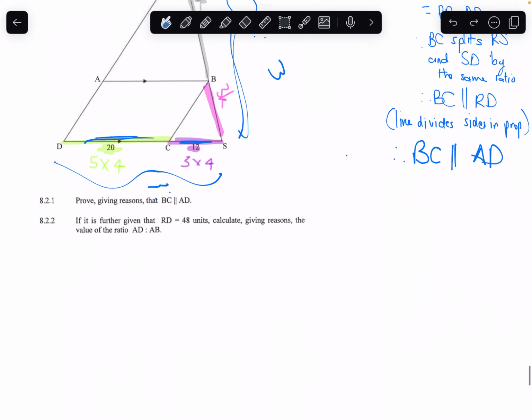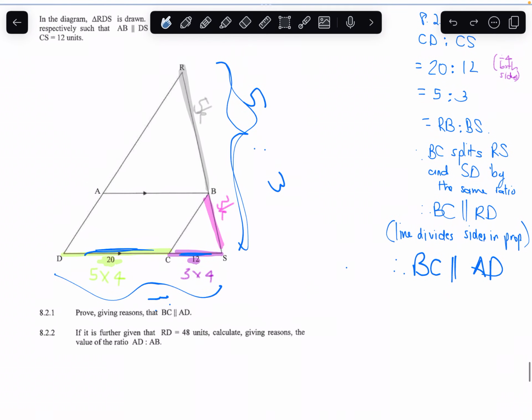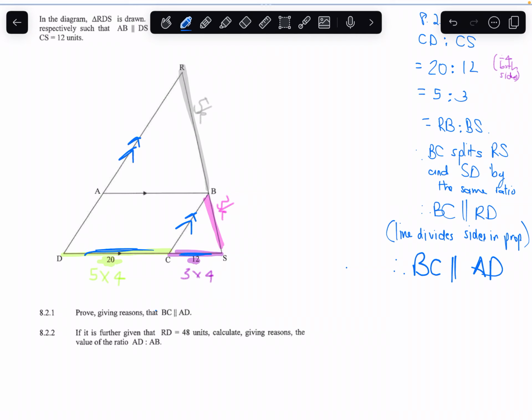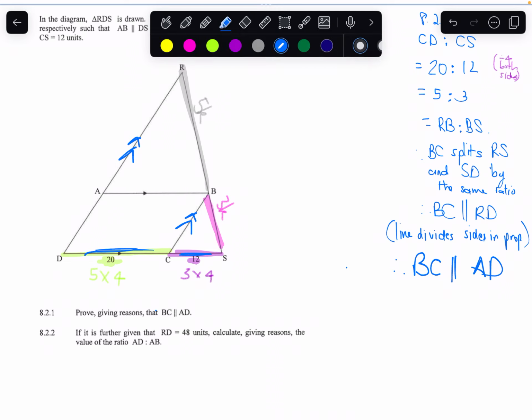Okay, then for question 8.2.2, we are further told, let me just rub out all this other stuff, except don't rub out the fact that we have just shown that these are parallel. We are further told that RD is 48 units, so this whole side is 48 units long. So calculate, giving reasons, the value of the ratio AD to AB.